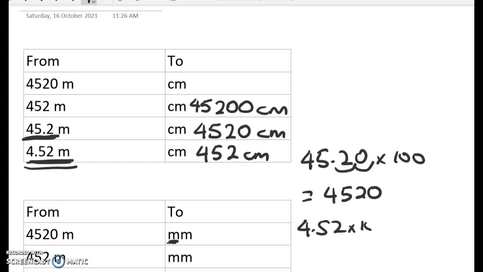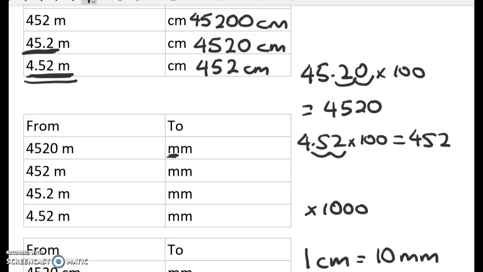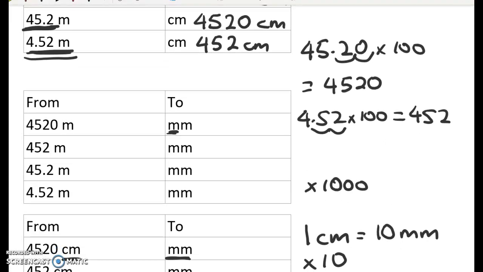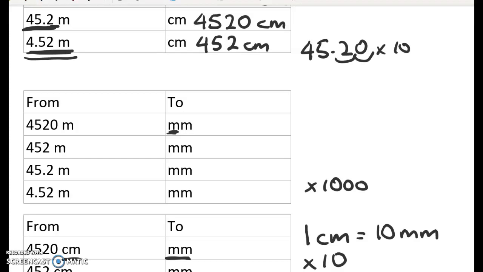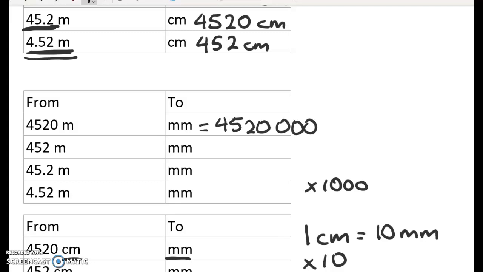4.52 times 100 gives me 452. Okay, here's the next batch. So for these ones, we want to be multiplying by 1,000. So that means moving over 3 place value columns. So it's going to be 4,500. Let's see. Let's put on our 3 zeros and then work out how we say that.